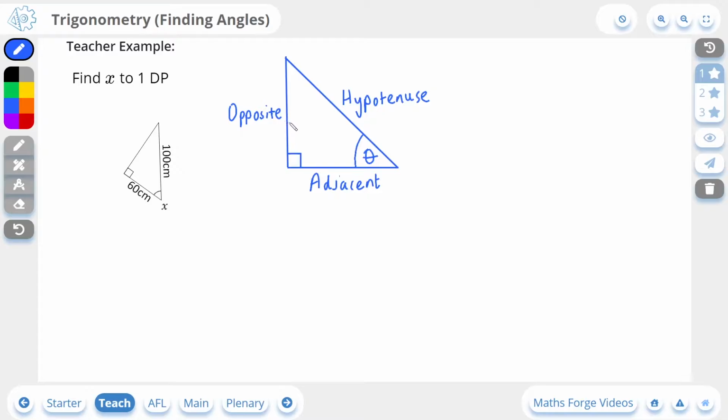Before we start learning about the functions in trigonometry, we need to be aware of the sides of a right angle triangle. So here we have a right angle triangle and an angle theta over here, and the three sides are known as the following.